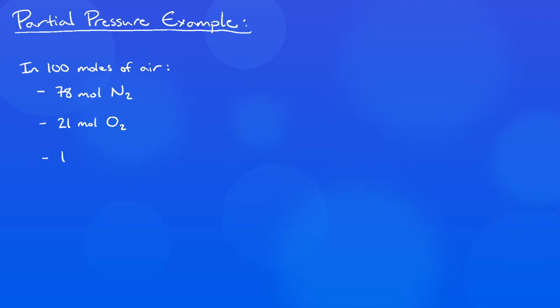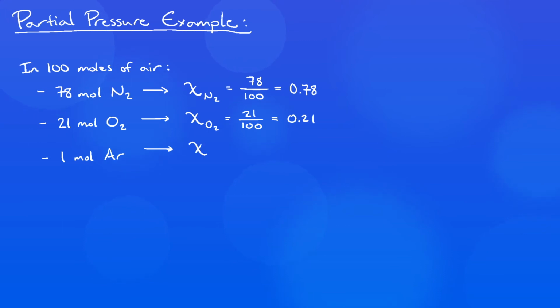Let's try this out by returning to the air example given at the beginning of the video. The composition of air at sea level is such that if you had 100 moles of air, about 78 of those moles would be nitrogen gas, about 21 of those moles would be oxygen gas, and about 1 of those moles would be argon. Because our total sample here was 100 moles of gas, it should be easy to calculate mole fractions. We just take each amount over the total to get a decimal value.